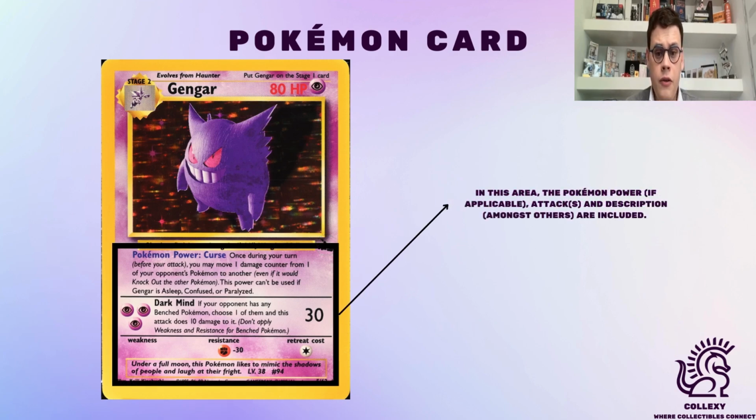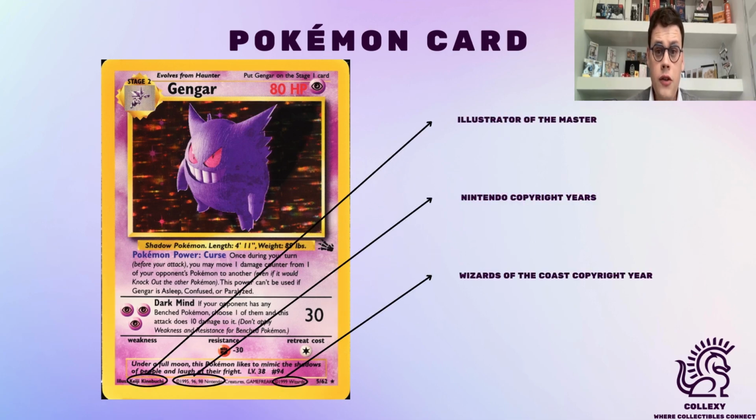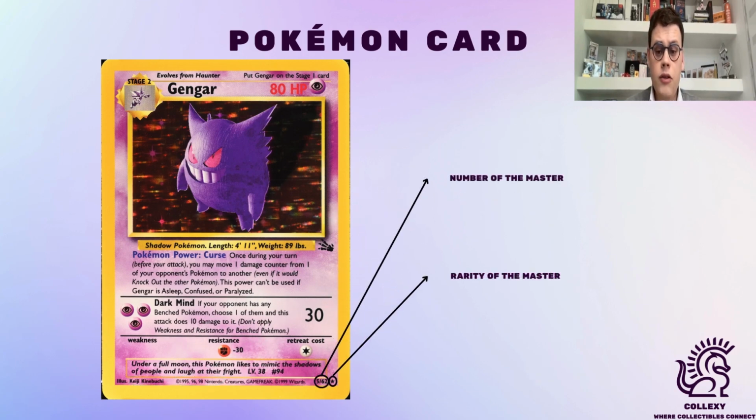So in this area is basically everything with respect to the power of the Pokemon. So we can see the Pokemon power, we can see the attacks, the description, everything. This will always be printed in the language in which the Pokemon was printed. On the bottom of the card, you can see on the left hand side the illustrator of the master. Next to it, you can see the Nintendo copyright years. And then a little bit more to the right, you can see the Wizards of the Coast copyright years. Then finally, on the right hand side on the bottom of the card, you can see the number of the master, and then all the way in the corner, you can see the rarity of the master.